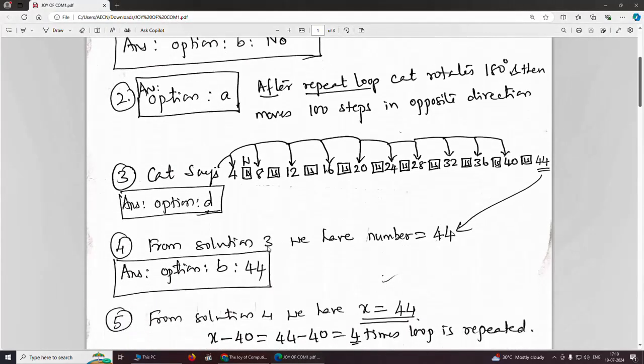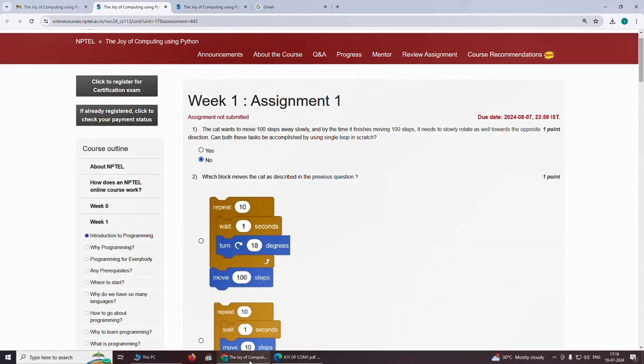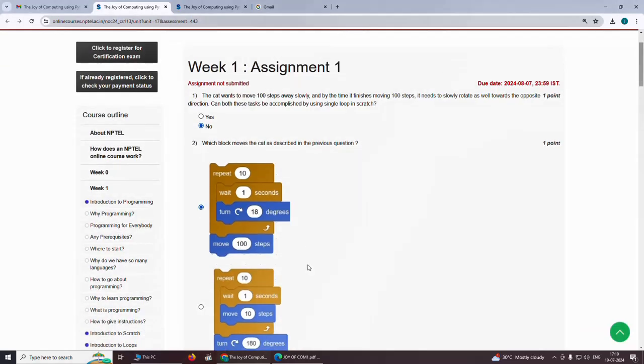The answer is option A. So after the repeat loop, the cat rotates 180 degrees and then moves 100 steps in the opposite direction. So the first one, option A. It repeats, completes 180 degrees and then finally moves in the opposite direction, 100 steps.